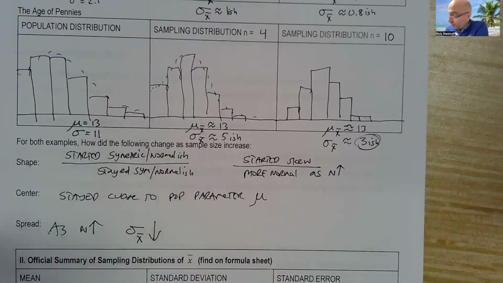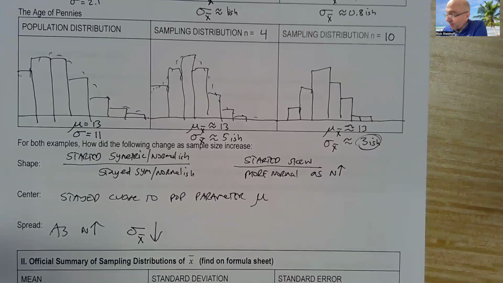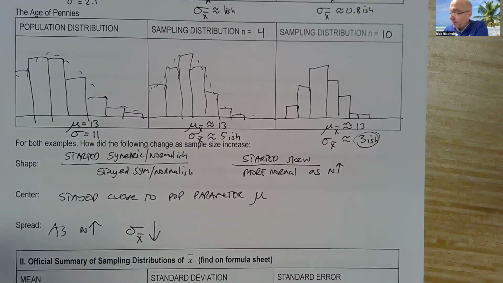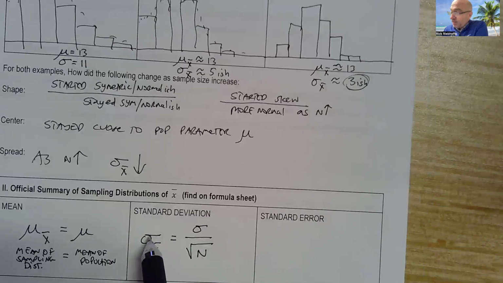All right, standard deviation. The standard deviation of my X bars is equal to the population standard deviation divided by the square root of n. Let's make sure this gets on the screen. There we go. The standard deviation of my sampling distribution is, boom, right? And this makes sense, right?